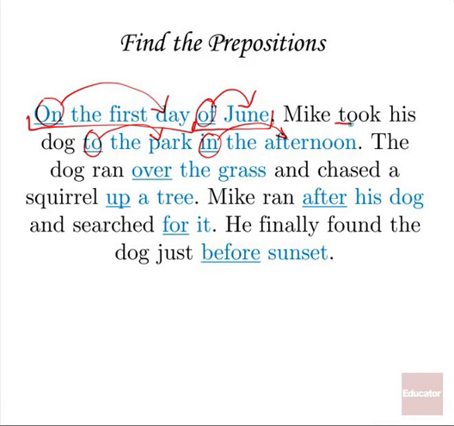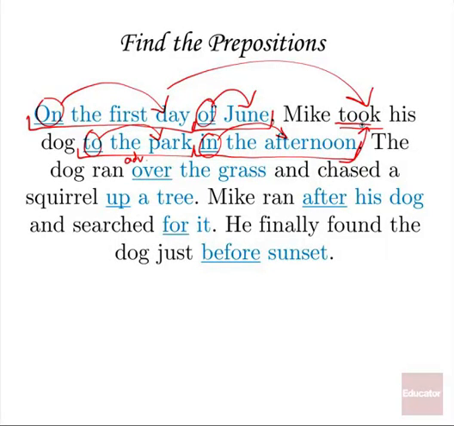So they both modify the verb took. They're acting as adverbs. He took his dog to the park. Well, that tells you where he took his dog. So again, it's acting as an adverb. And he took the dog to the park when? In the afternoon. Once again, acting as an adverb, all of that modifying took.